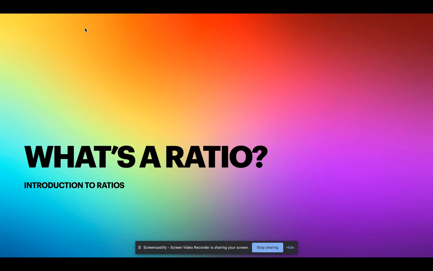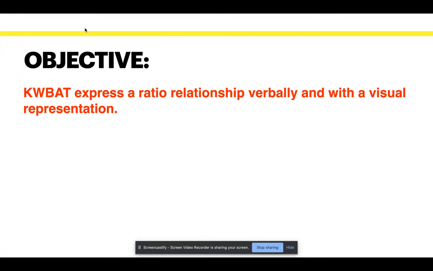All right, so this is an introduction to ratios. What is a ratio? All right, so let's go ahead and get started. Our objectives. Kipsters will be able to express a ratio relationship verbally and with a visual representation.